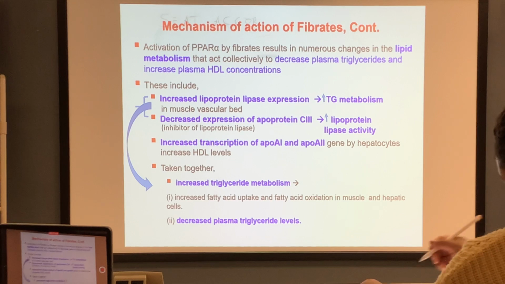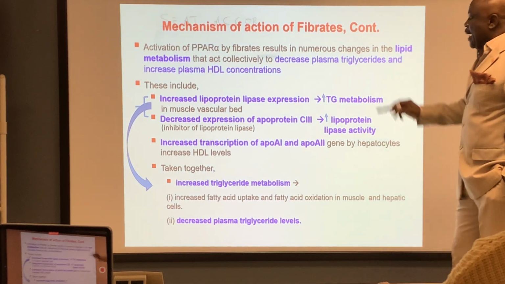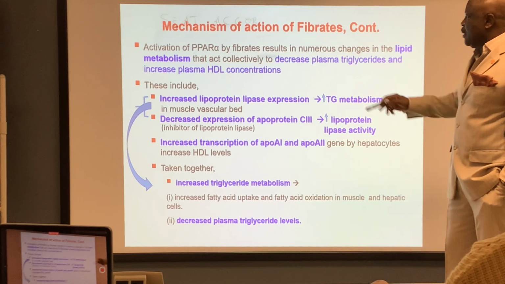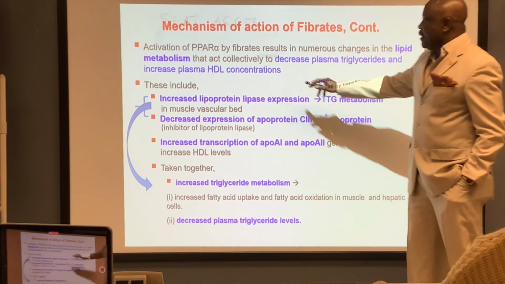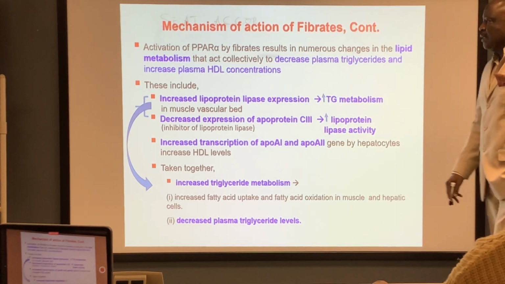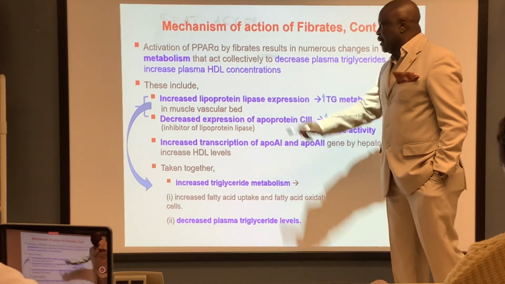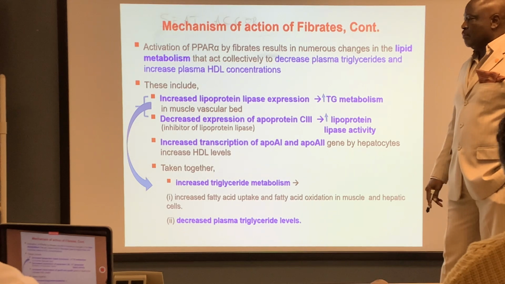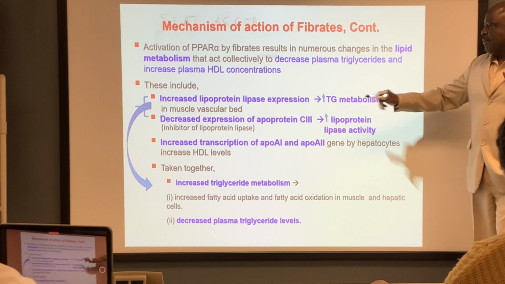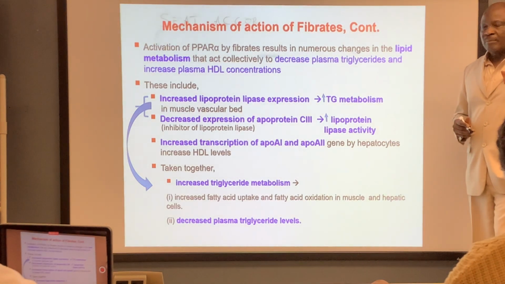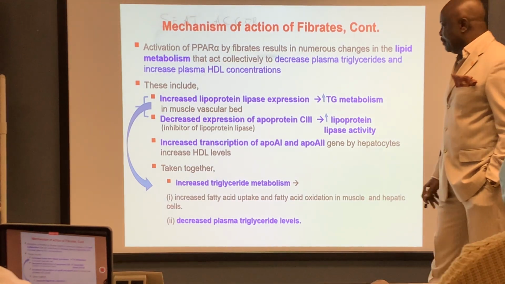When you activate the PPAR and you affect lipid metabolism, what it does mainly is to decrease the plasma triglycerides and increase the plasma HDL. How do they do this? One, they can increase lipoprotein lipase expression. When they increase lipoprotein lipase expression, the metabolism of triglycerides goes up. It breaks down the triglycerides, and so you end up with a reduced level.